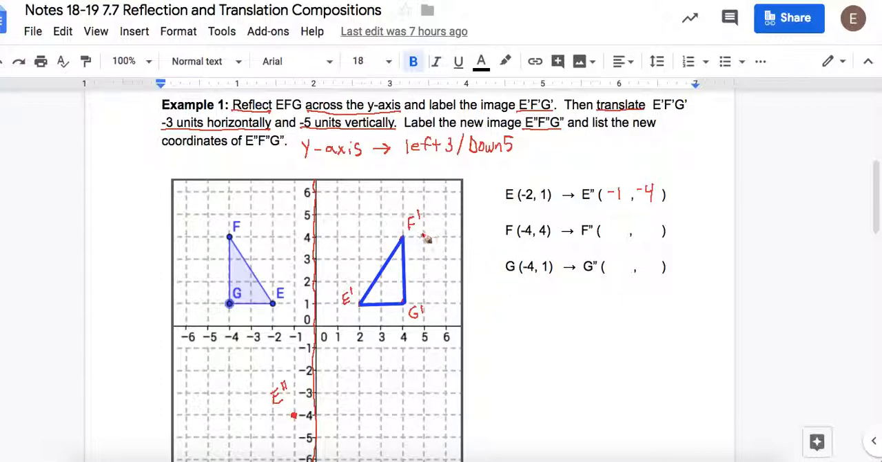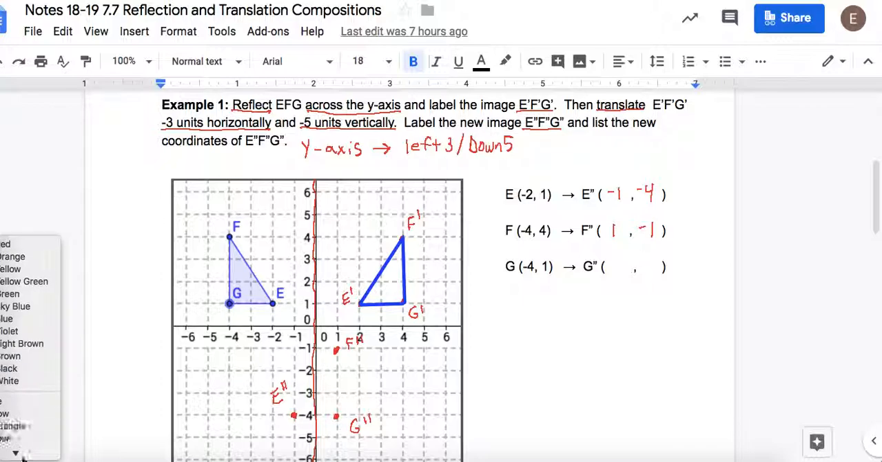Okay, let's look at F. So we're going to move F prime left 3, down 5. 1, 2, 3. 1, 2, 3, 4, 5. And we're going to call that F double prime. And we're going to write the coordinates as 1, -1. And now we're going to start at G, and we're going to go left 3, down 5. 1, 2, 3. 1, 2, 3, 4, 5. And we're going to call that G double prime.